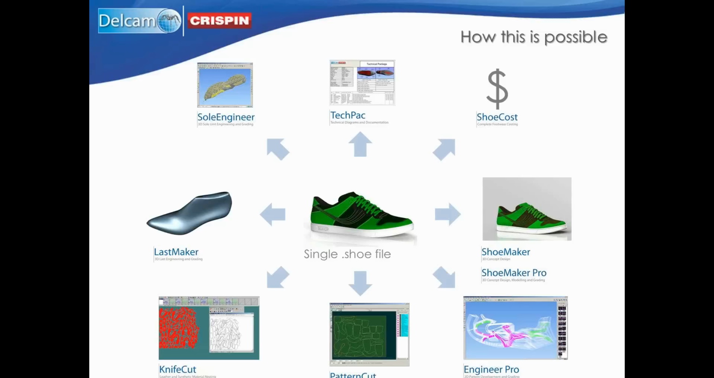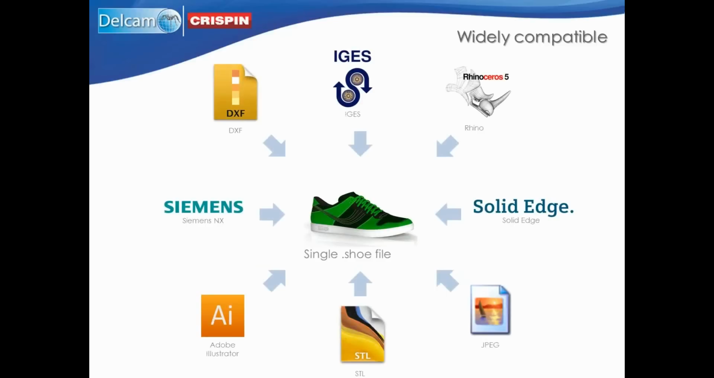Furthermore, if you don't purchase all the software at the beginning, the .shoe file that you create will still contain the information you need downstream should you choose to purchase additional software from the Delcam Crispin range at a later date. Now, the software works best with other software from the Delcam Crispin range, but each package can be used independently and it works exceptionally well with non-Delcam Crispin software too.